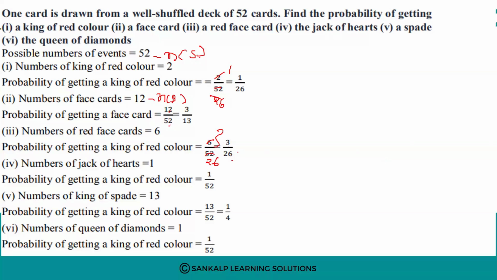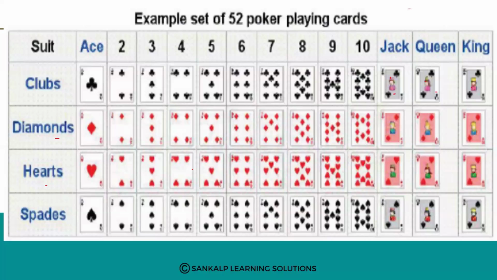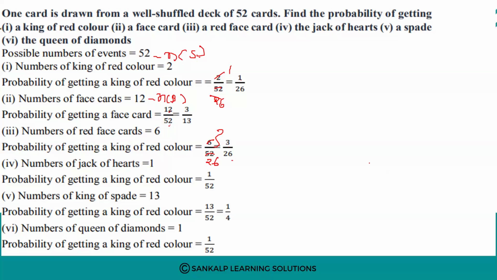Next, number of jack of heart. So in hearts, how many jack cards will you get? Only one. That is n of D. So n of D divided by n of S, that is 1 divided by 52 is the probability of getting the jack of heart.